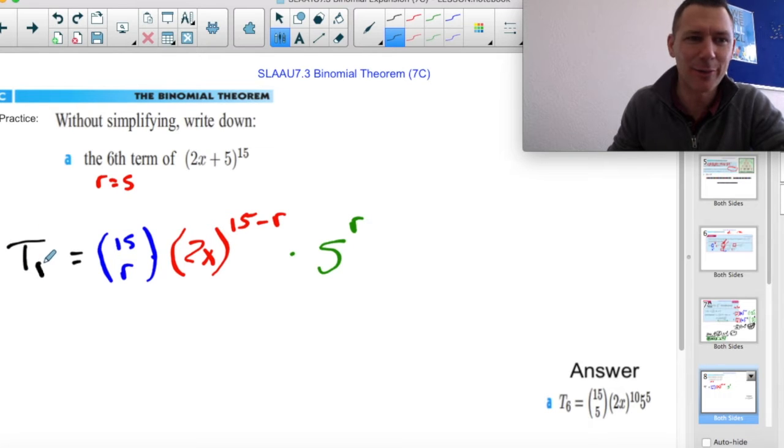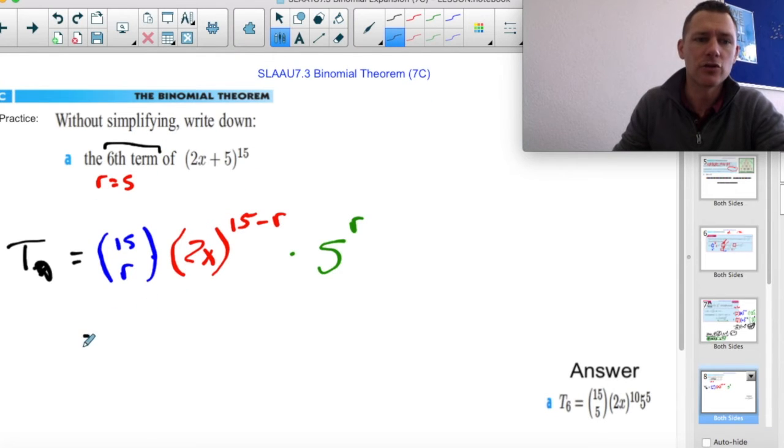This is the rth term, right? This is a generic equation for the term at any r value. I want the sixth term, so I want, that part's not right. This is the generic equation for any term you want based on the r value. I want the sixth thing you see in line. It has an r value of 5, so this should be 15 choose 5.